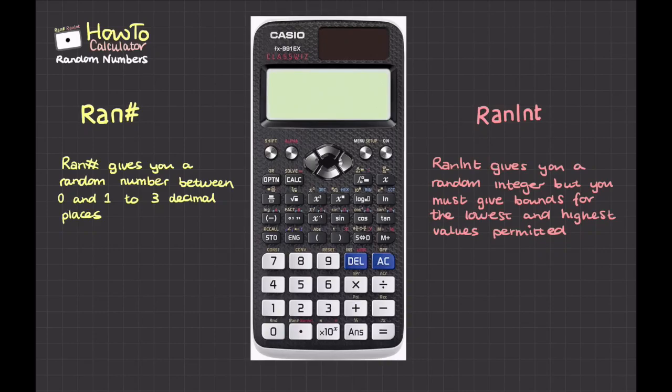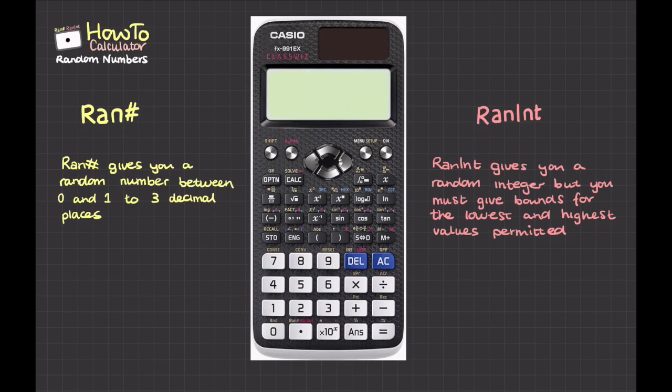So quite often in my lessons, I like to pick people randomly to answer questions. I can do that using a calculator, because if I give everyone a number from 1 to 30, then I can use my calculator to pick a random number. And I'll show you how you can do that.